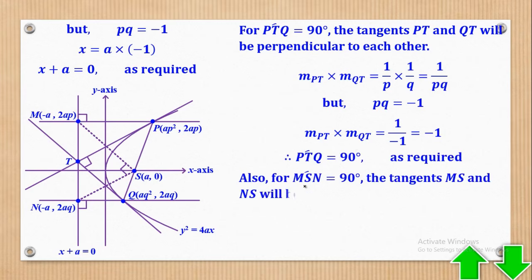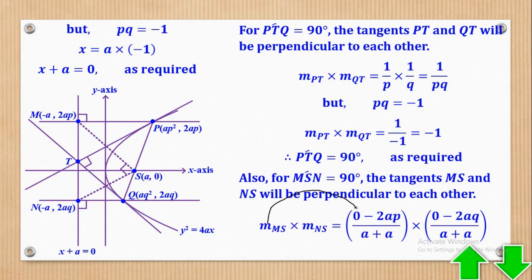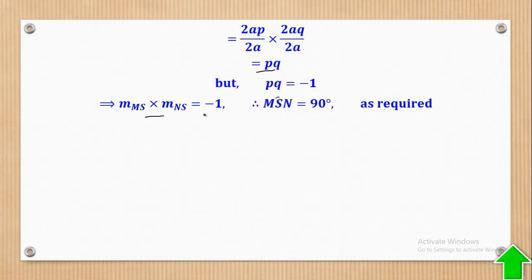What about for MSN to be perpendicular? It implies that the lines MS and NS must be perpendicular. Therefore, gradient MS is that and gradient NS is that. I'll have to multiply and see if I'll come up with -1 at the end. So I'll come up with that pq, and good thing I know that pq is equal to -1, therefore the product is equal to -1, implying that this is also 90 degrees.